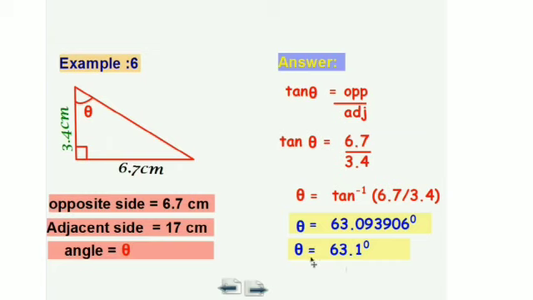So now we know how to calculate angles and sides by using trigonometry. Remember the functions: sine theta is equal to, cos theta is equal to, and tan theta is equal to. What is the relation? SOHCAHTOA. It makes it easier to find these angles and sides. Sine theta is equal to opposite by hypotenuse, cos theta is equal to adjacent by hypotenuse, and tan theta is equal to opposite divided by adjacent side.